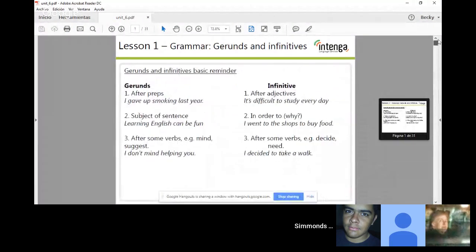Let's go to number 1. And this, for example, is what we're talking about, the subject of a sentence. Learning English can be fun. It's a general statement in which learning English can be fun in general. I'm not saying I learned English in the past, I'm going to learn English in the future. It's just a statement. Yeah, okay.